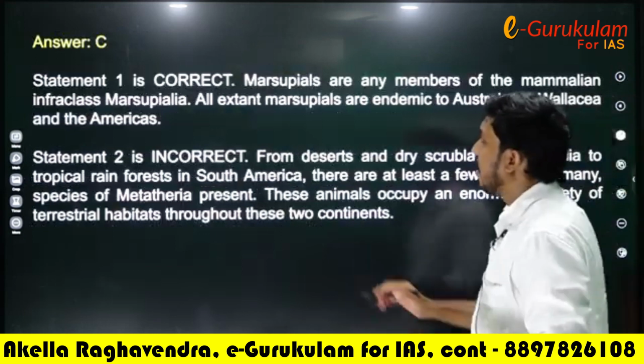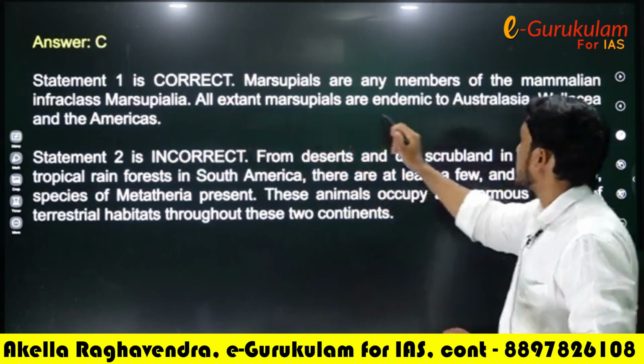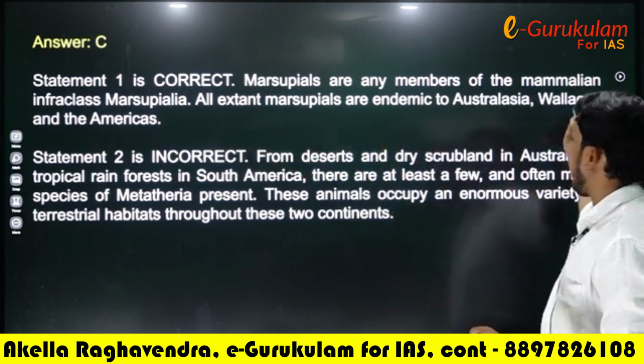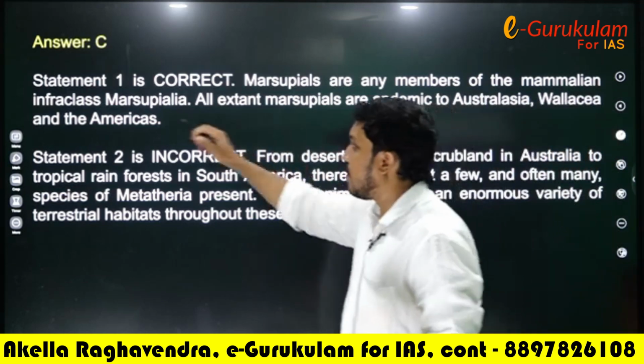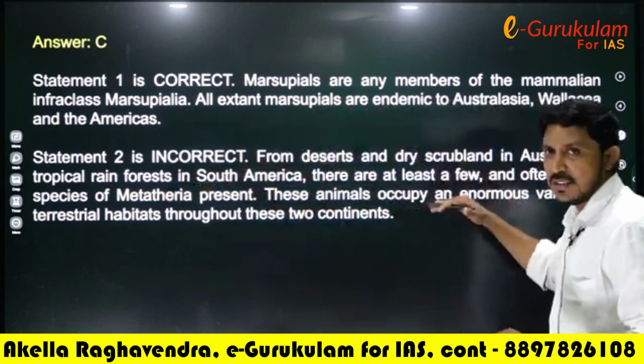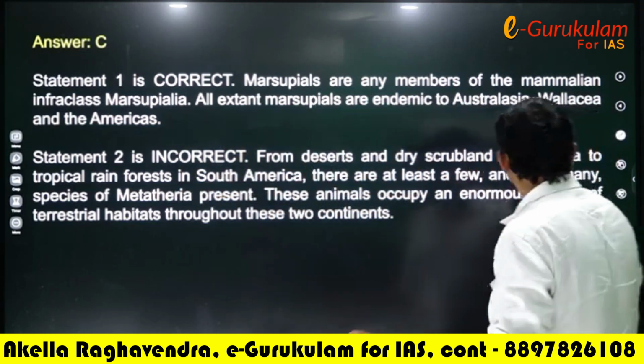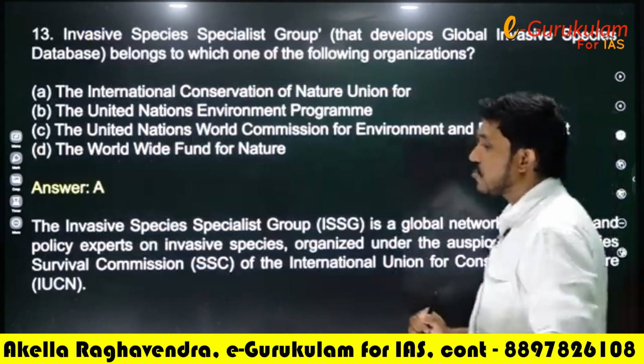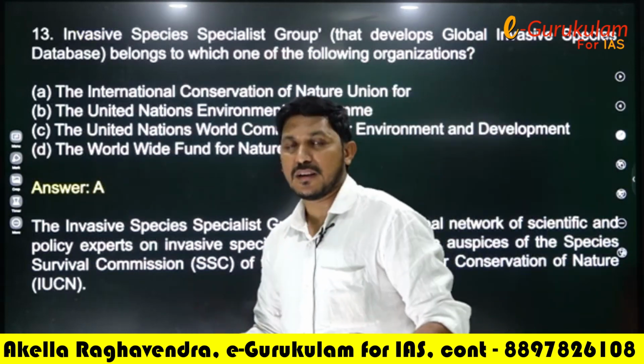Yes, as you can see here, all currently existing marsupials are endemic to Australasia, Wallacea, meaning the Indonesian islands, and the Americas, and habitats are tropical rainforests, deserts, dry scrublands. Hope this explanation suffices. Next one: the invasive species database, who will prepare it?